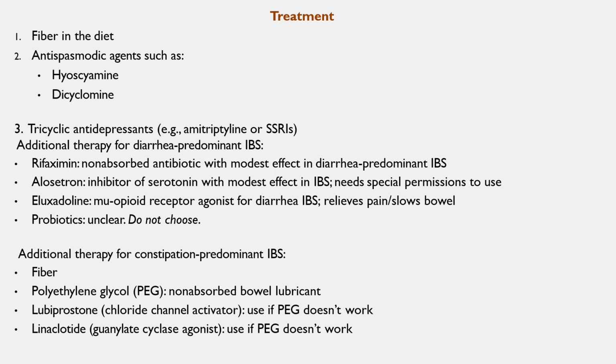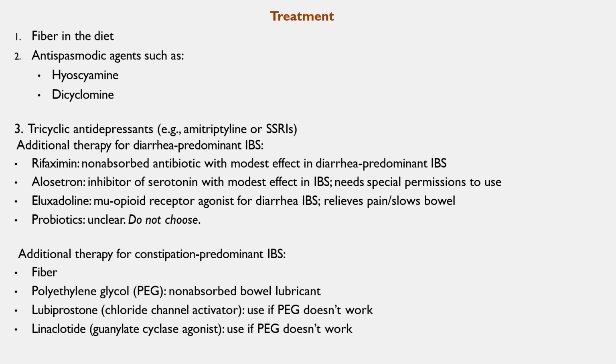Additional therapy for diarrhea predominant IBS includes number 1, rifaximin, which is a non-absorbed antibiotic with modest effect in diarrhea predominant IBS. Number 2 is alosetron, which is an inhibitor of serotonin with modest effect in IBS, and you need to have special permissions to use it.